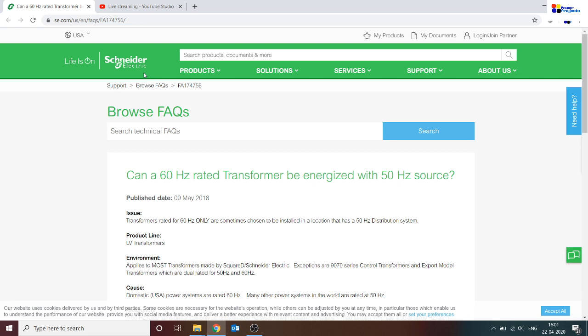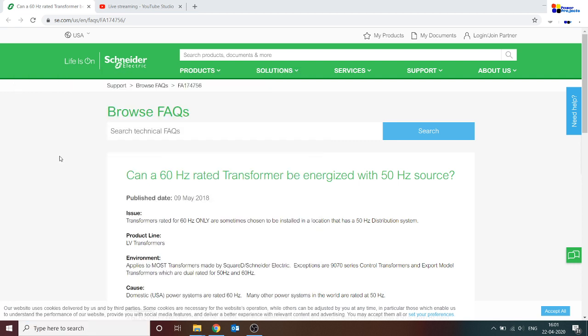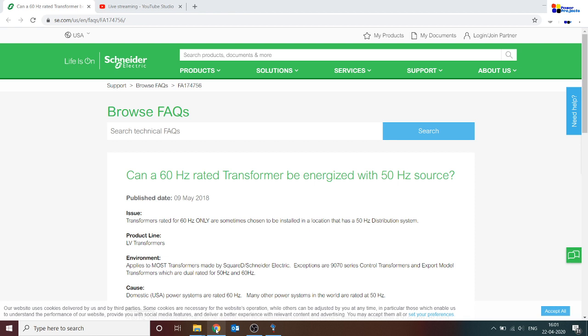So let's try to answer the questions one by one, and if you have any questions or answers, feel free to put them in the chat box. Meantime, I will open ETAP as well. Anyway, we are not going to discuss much about ETAP. We will be specifically addressing the question of this transformer, so let's have a look.